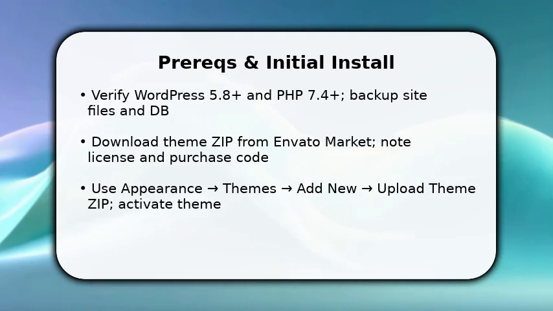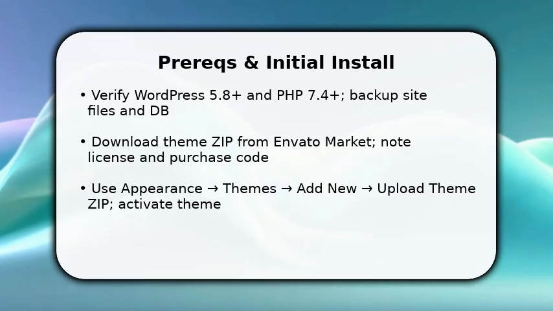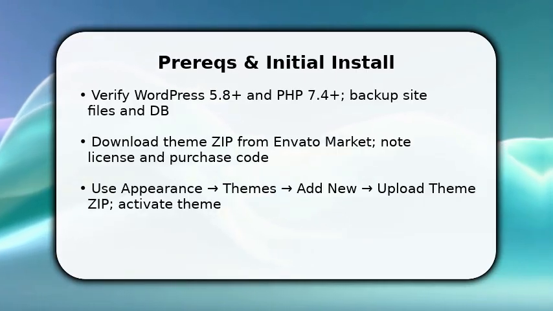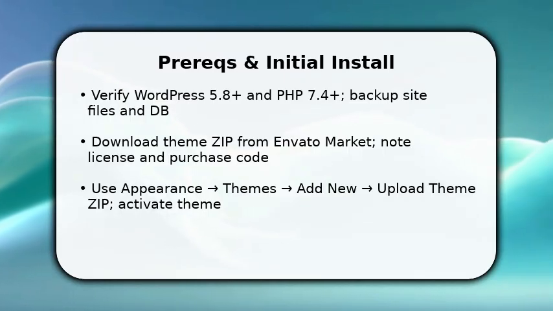You start with essentials: confirm the WordPress version and PHP meet theme requirements, and create a full backup to recover if something breaks. Next, download the Envato Themes zip and copy your purchase code. This lets you access updates.